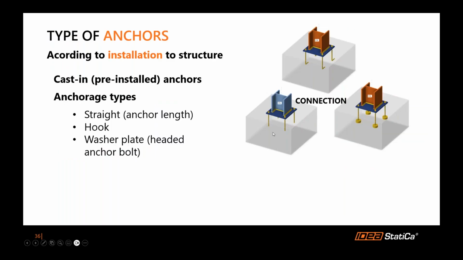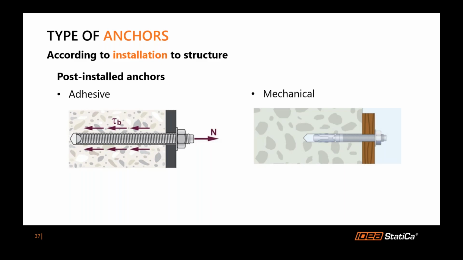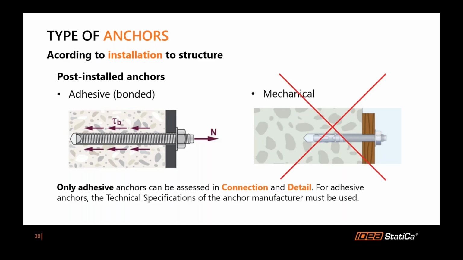There are two types of anchors according to the installation. The first is cast-in, otherwise known as pre-installed anchors. They can be further divided into three types: the straight anchors, anchors with hooked end, and finally anchors ended by a washer plate. The second type of anchors according to the installation are the post-installed anchors. They can be either adhesive or mechanical. However, mechanical anchors cannot be found in the Connection application. Only adhesive anchors can be designed in Connection and Detail.